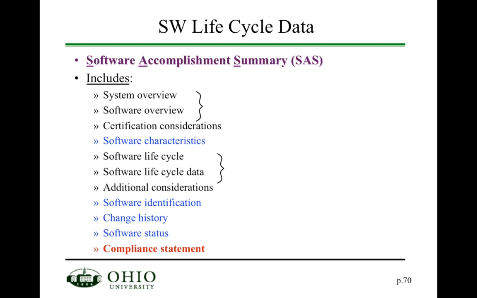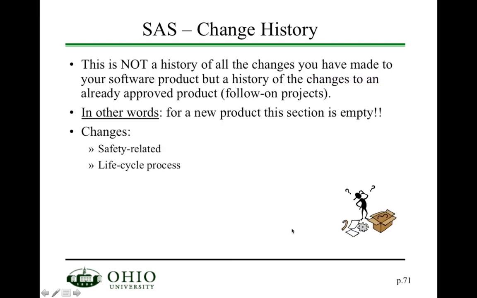Of course, in addition to the sections that are indicated in black, which were also in the PSAC, there's a couple of other sections like the software characteristics, identification, change history, software status, and the compliance statement. Now, change history is nothing related to what you do in configuration management, where you keep track of all the changes in your code.